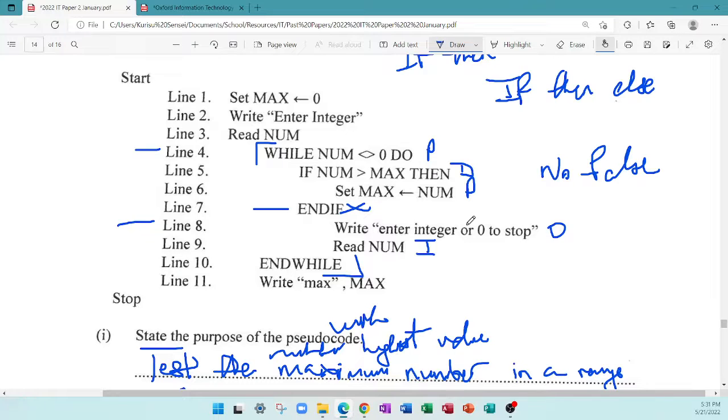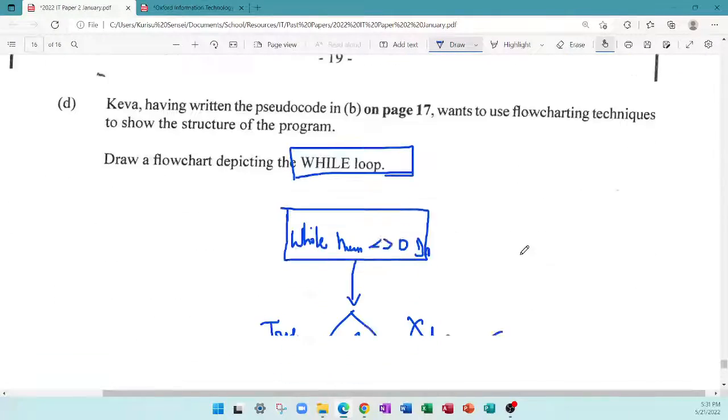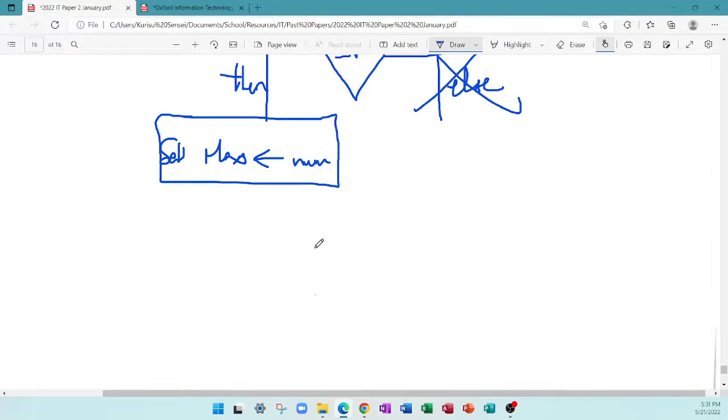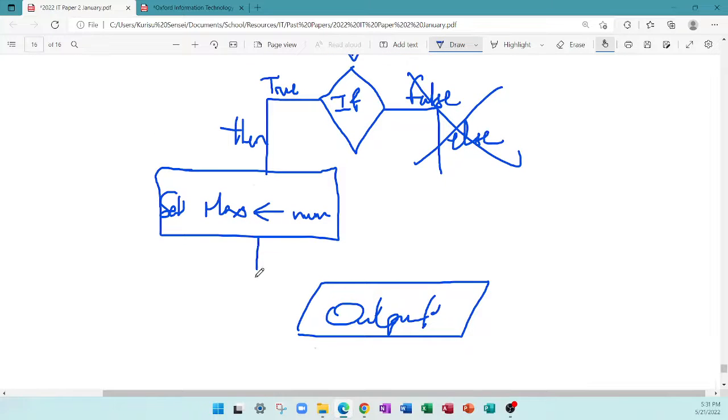Write "enter integer or 0 to stop". So we can use a parallelogram. This is our output. So from this true now, we're gonna go to this output, whatever they ask us to output. And also this false here is gonna come down here.